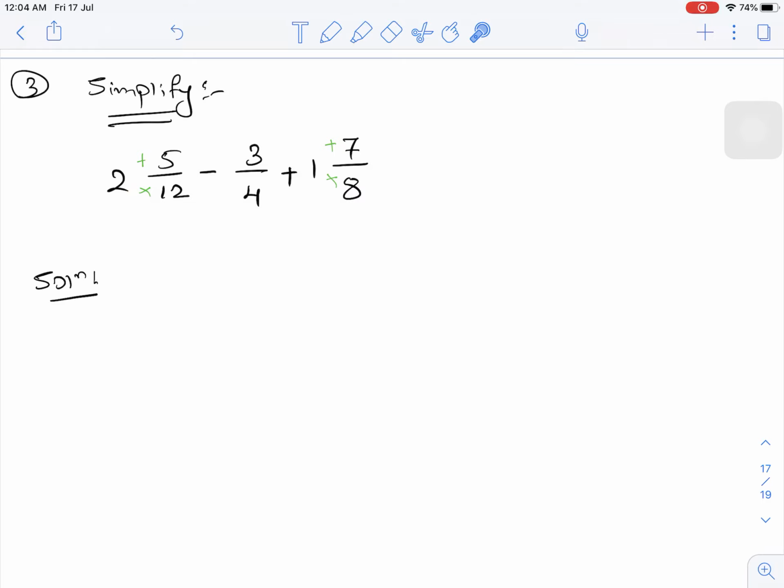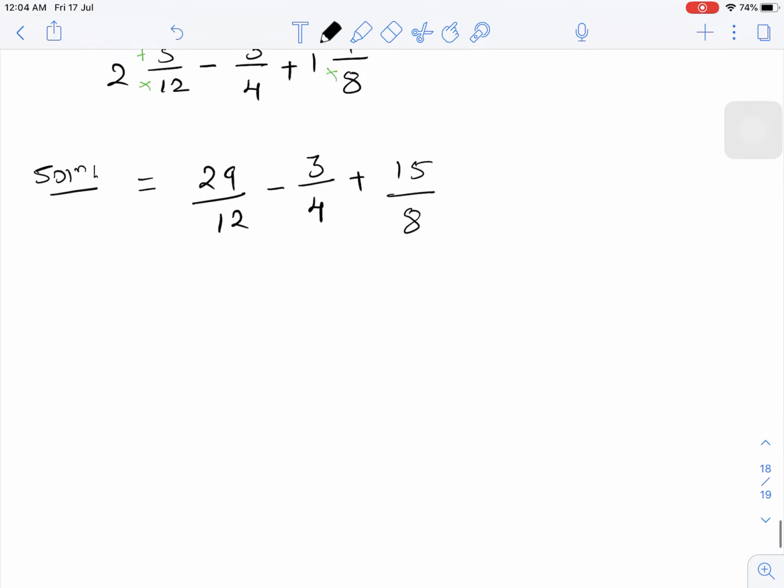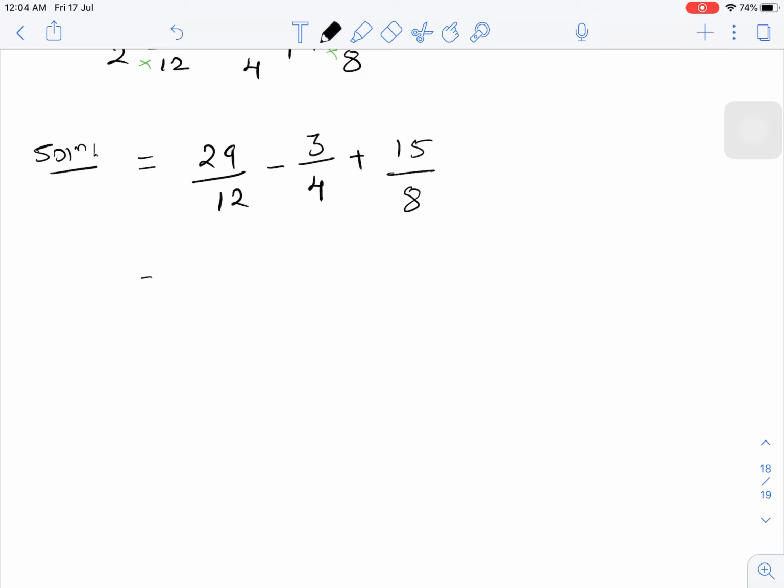Now 12 2s are 24, 24 plus 5 is 29, so you will get it as 29 upon 12 minus 3 upon 4 plus. Now further 8 1s are 8 plus 7, so that will be 15. So what you are getting, 15 upon 8. Now what we have to do, we can see that these all numbers are having different denominators, so we cannot proceed further unless the denominators are same. So these all are what? They all are unlike fractions.